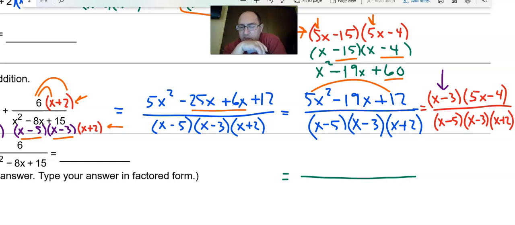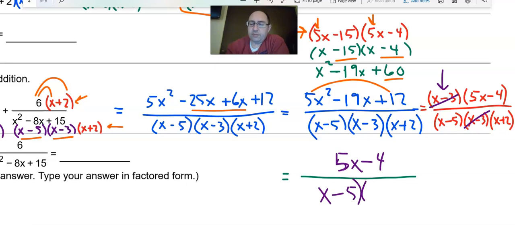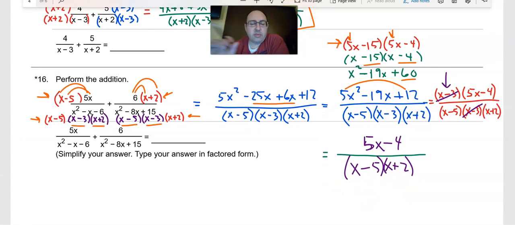And the bottom is just all your factors. Now, we can look for ways to cancel. Like, for instance, we can cancel those two. And that's going to leave me with 5x minus 4 on the top, and x minus 5 times x plus 2 on the bottom. I don't think they ask about restrictions there either.